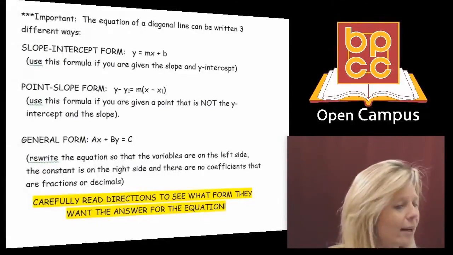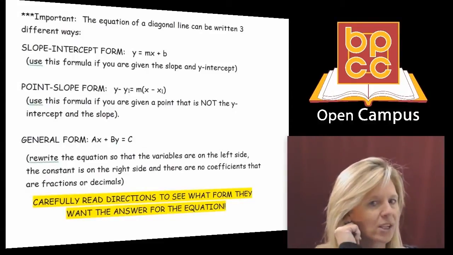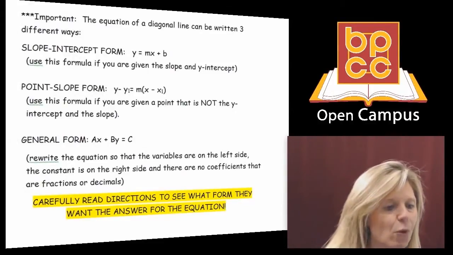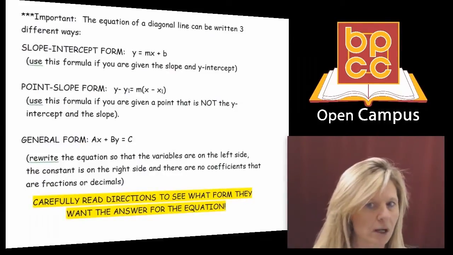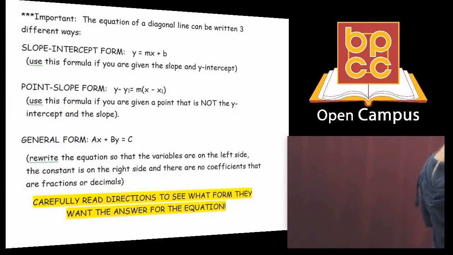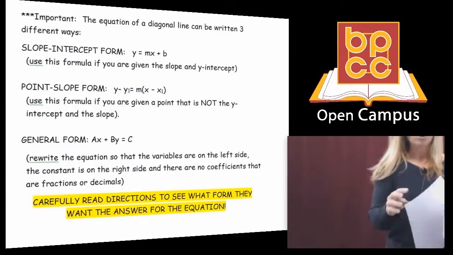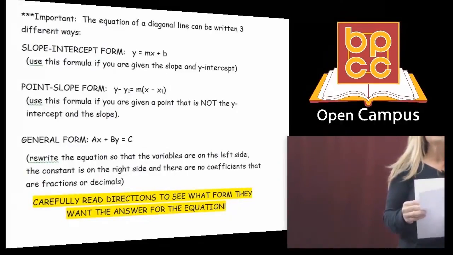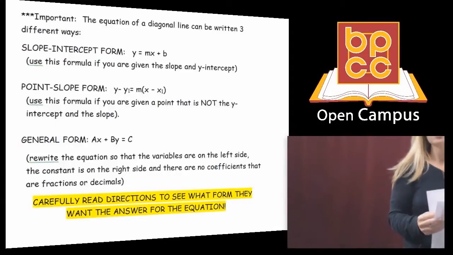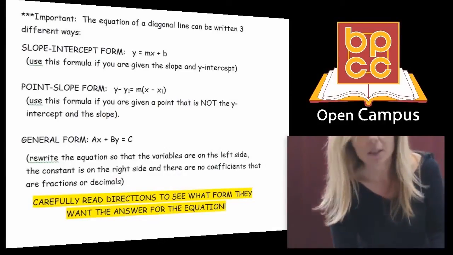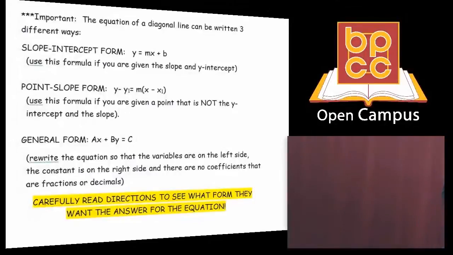The second way to write an equation of a diagonal line is called point-slope form. And that's the next formula. Y minus y sub 1 equals m times x minus x sub 1. Now, you will know to use that formula when you're not told the y-intercept. Do you all see there's no letter b there? That means you don't know what the y-intercept is. And that formula is called point-slope for a reason. I will give you as the clues a point and just the slope. But the point I give you will not be the y-intercept.